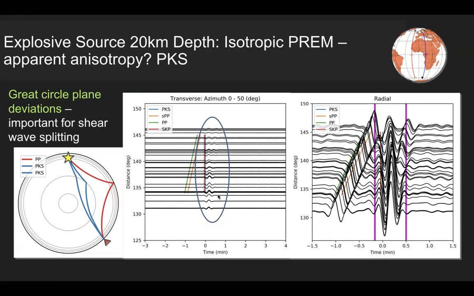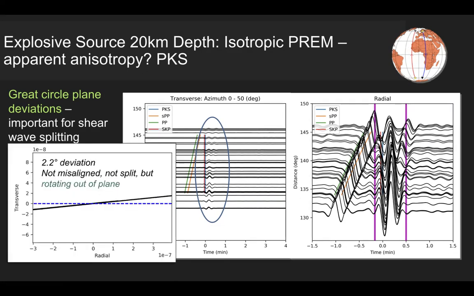You can see that as well in the radial component. But when you look at the transverse component energy, there's energy coming in under the PKS. But in practice, there should be no energy here. But I see energy, and it's only on certain paths. I only see this energy on north-south paths going along Earth's rotation, not east-west. So this is like my first observation of doing these tests: why am I getting energy on the transverse component?